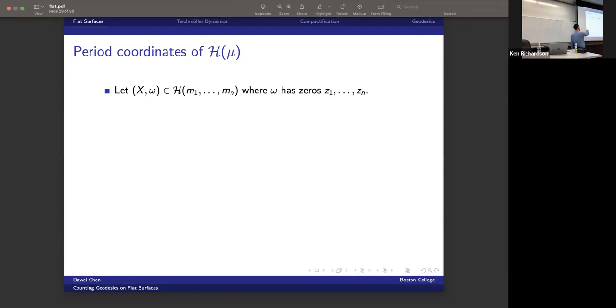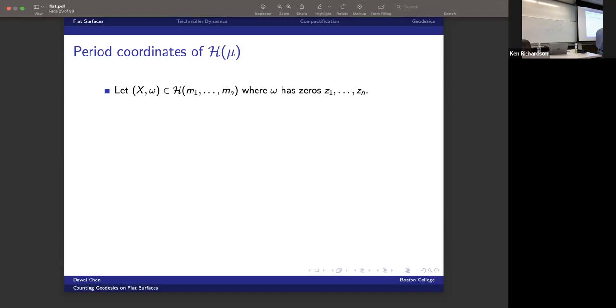The Riemann surface that I denote by X, together with a holomorphic differential omega of the given type mu, where mu is m1 up to mn. And I label the zeros, denoting them by z1, z2, up to zn. There are distinct endpoints corresponding to the zeros.